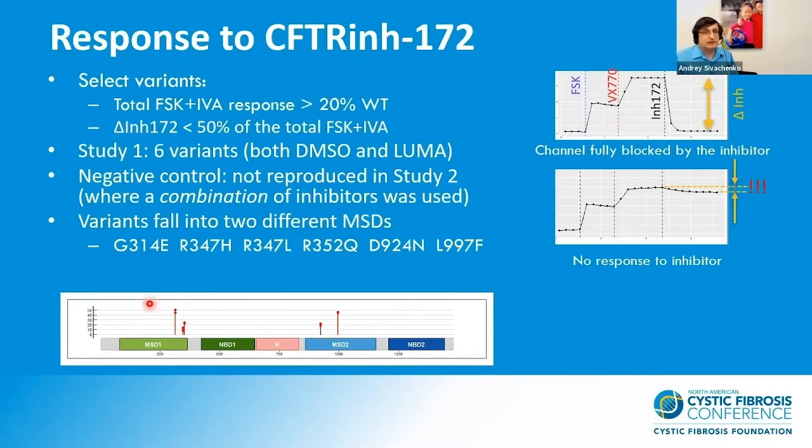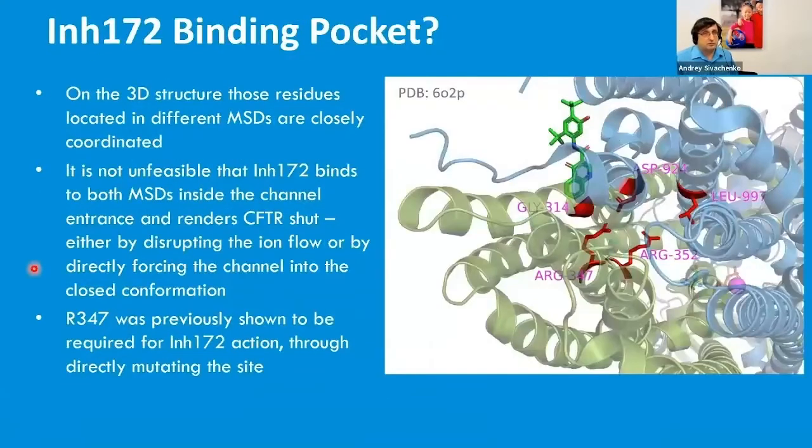However, where do they get when the protein folds? On the 3D structure, these residuals perfectly align against each other, inward looking near the entrance of the channel. It is not unfeasible that this could be the binding pocket for the inhibitor molecule. And as it binds to both MSDs that form the 2 opposite walls of the channel, it just renders the channel shut. It is also worth mentioning that at least one of these residuals was already shown previously to be required for the inhibitor to work.